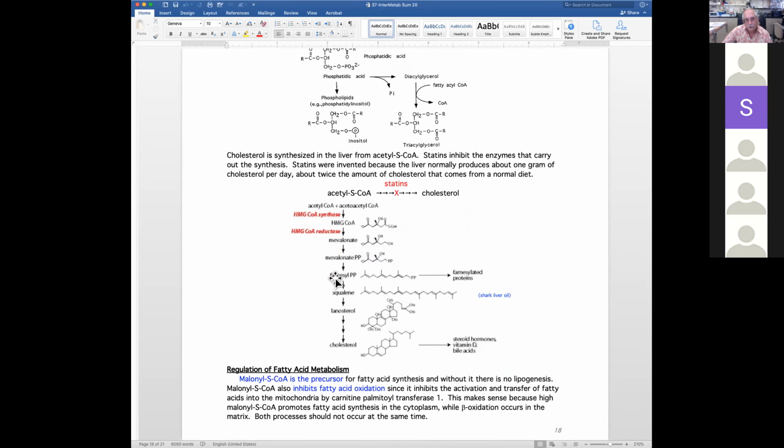So cholesterol can be synthesized in the liver from acetyl coenzyme A. And here's where the statins are involved to stop that process. Here's the 2 enzymes that are mostly inhibited by the statins.